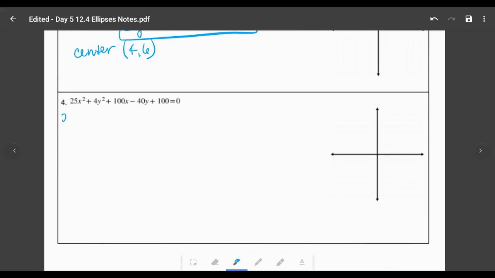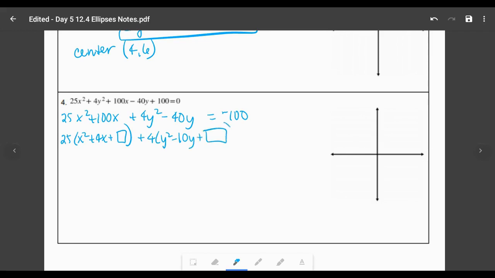So again, we want to isolate the x terms. So we've got 25x squared plus 100x. And then I need to isolate the y terms and keep the negative 100 to the other side. All right, so I know I'm going to factor out a 25. I'll get x squared plus 4x plus something. And then in the next set of variables, I'm going to factor out a 4, and I get y squared minus 10y.